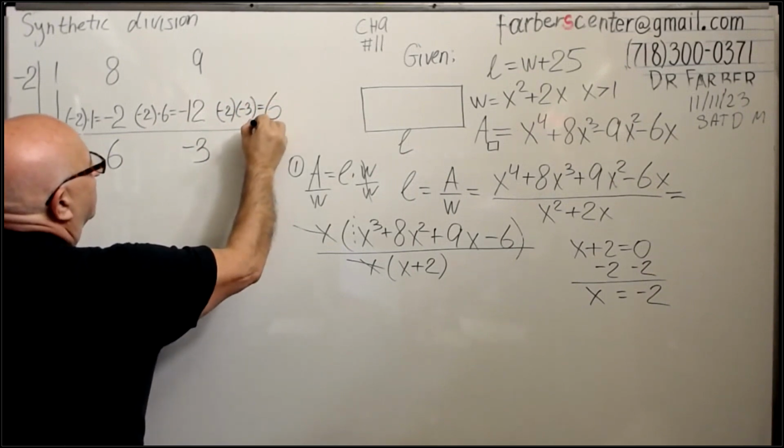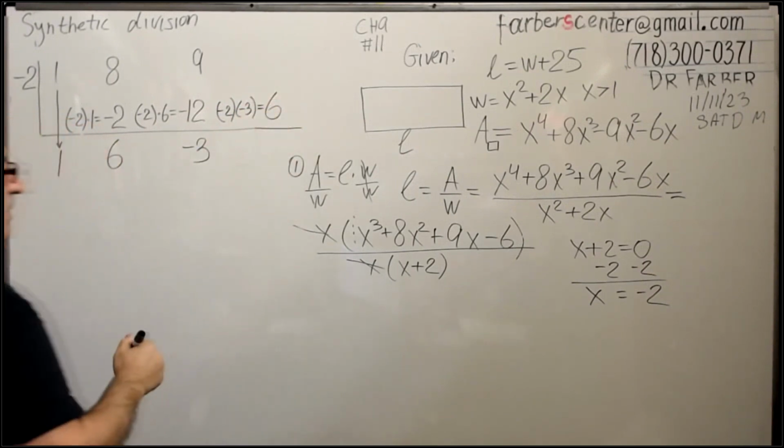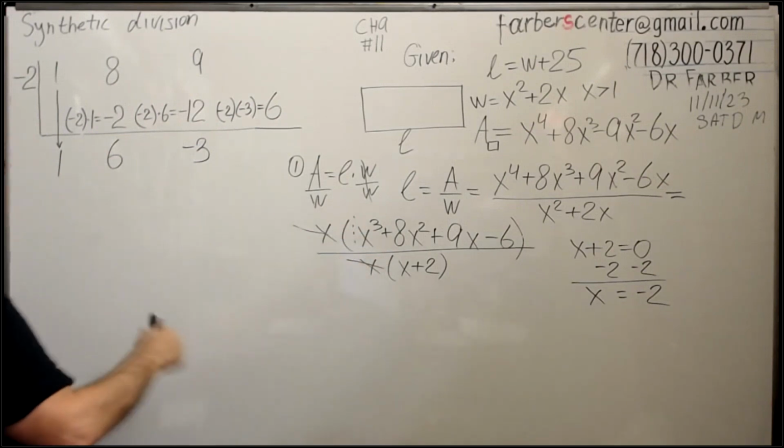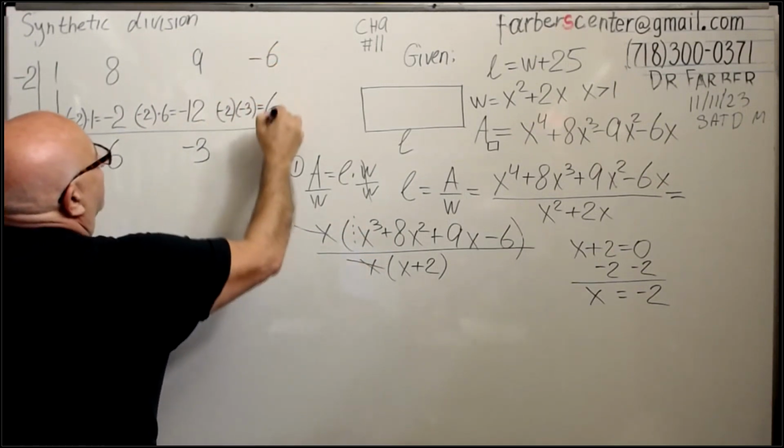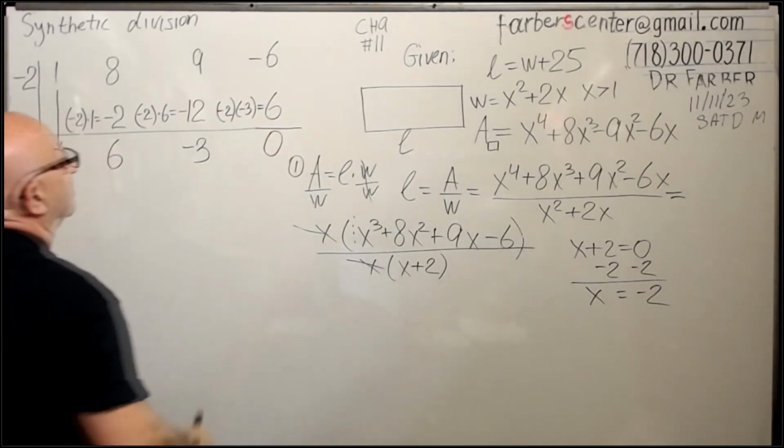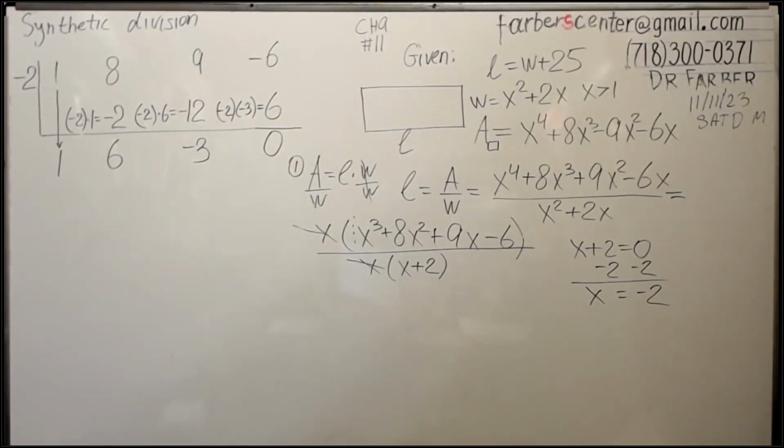6. And keep in mind, the last one is -6 here. -6 plus 6 is 0. In one shot, we used synthetic division and got this set of numbers. How to interpret these numbers?